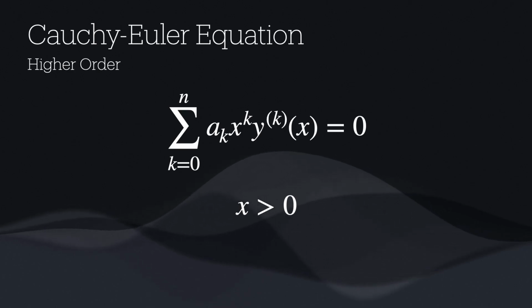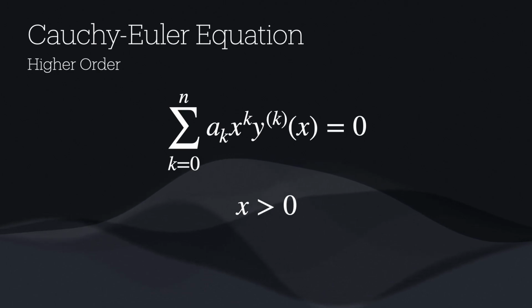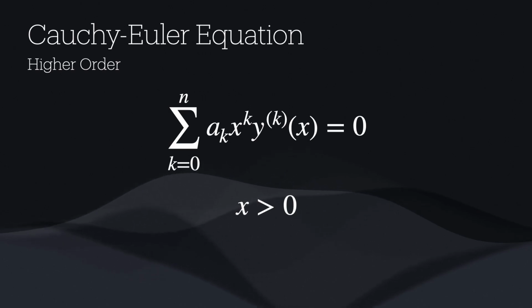This is the formula for the form of higher order Cauchy Euler equations. The a sub k's are sequences of constants, and the y to the k term is the kth derivative of y. As you can see, the form is actually very simple when expressed in this form.